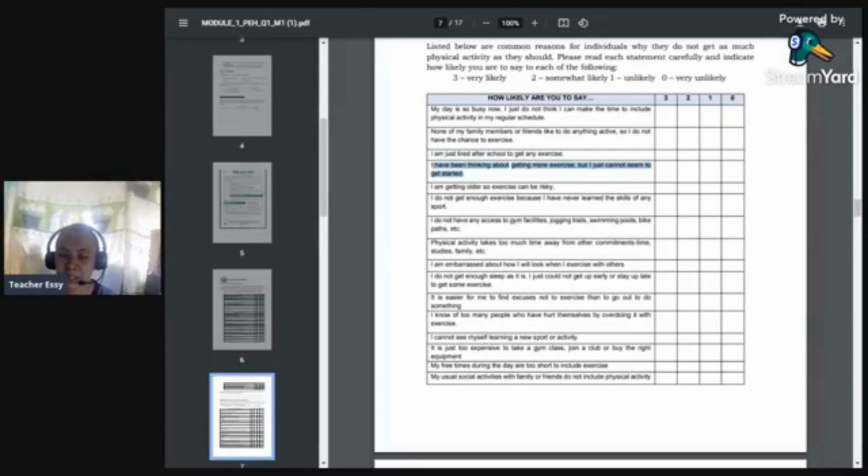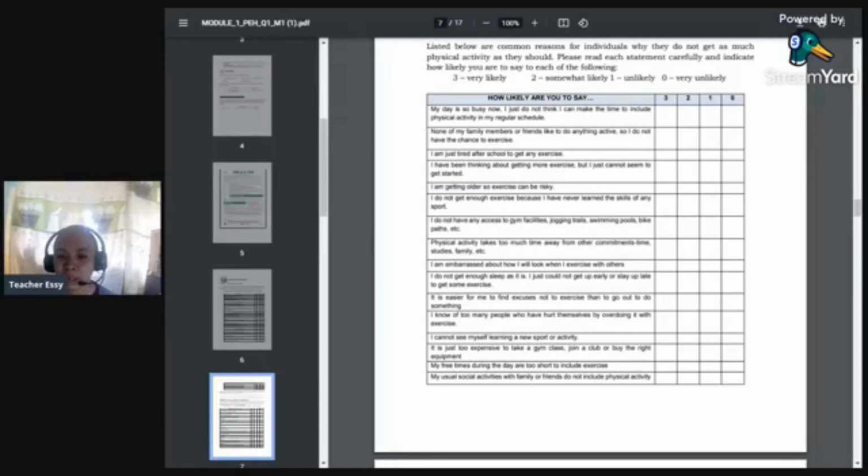Okay? Number 4, I have been thinking about getting more exercise, but I just cannot seem to get started. Yung naiisip ko naman mag-exercise pero hindi ako makapagsimula, like this. So do you think you will be saying this one? If yes, you write number 3, very likely, or somewhat likely, you write number 2. Not is unlikely, and then really impossible is 0. Please type number 4 if you are still with me before I move on to the next question. At least one person should type 4. Okay, thank you.